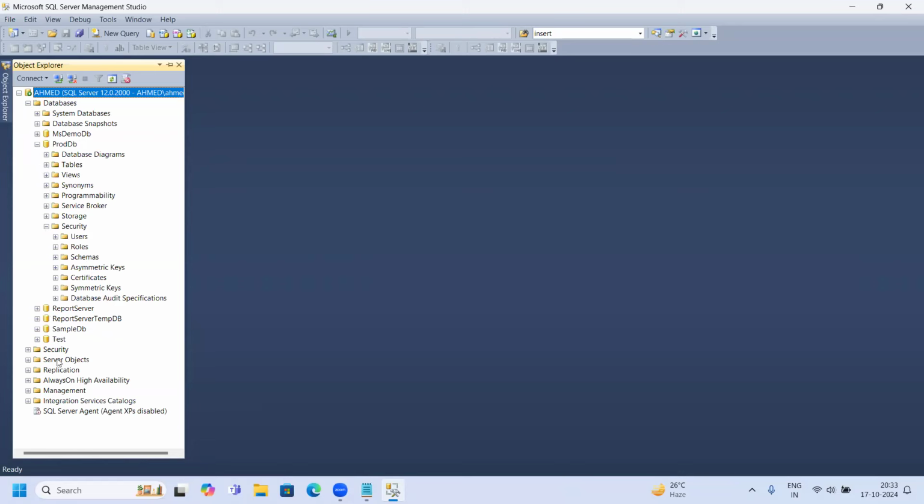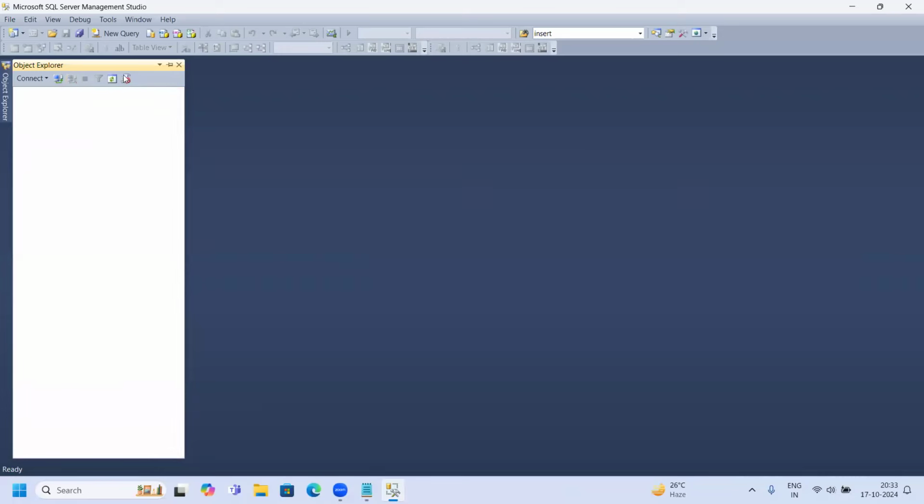What did I show previously? This is auditing, server level auditing. This is database level auditing, server level auditing. All these are part of what? Security.